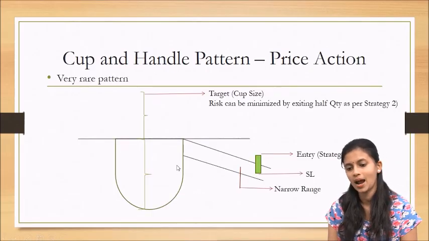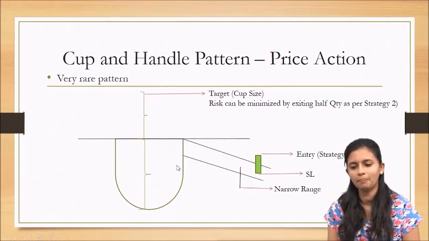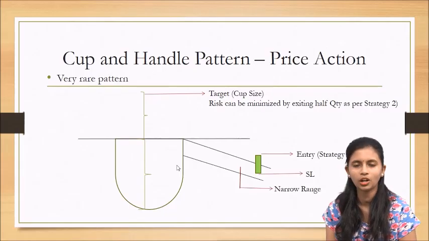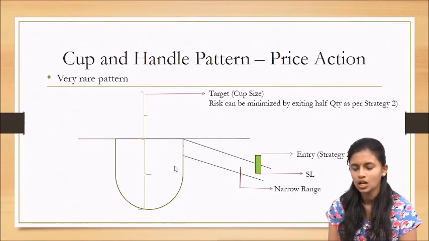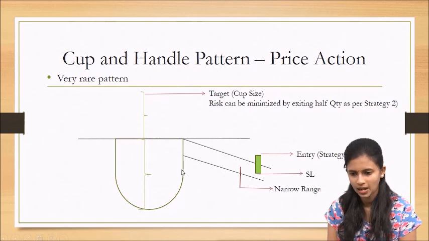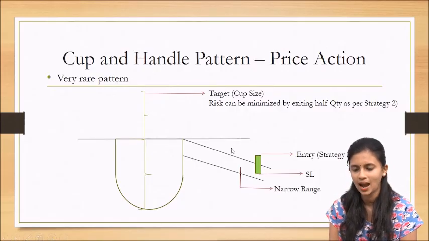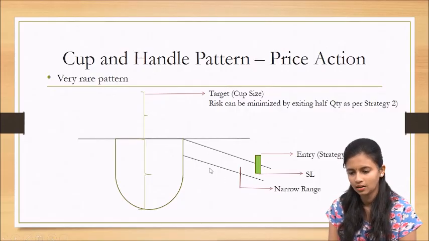Next is cup and handle pattern. This is a comparatively very rare pattern. You cannot find it every time. Okay, so here you'll find a cup like this, then there will be a handle like this. Now this handle should be narrow range. Again wide range is not considered as a handle. To be a proper handle, it should be narrow range.